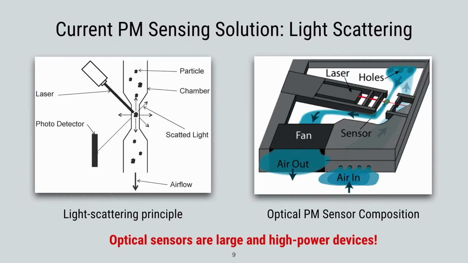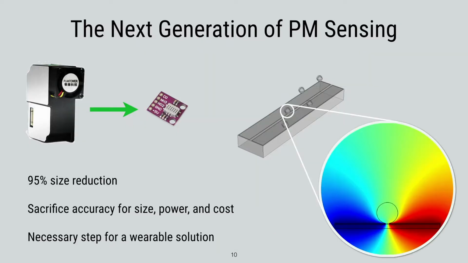And it's really good and it's an accurate technique, but unfortunately it takes a lot of space and power to operate correctly. So integrating this type of sensor into a wearable device just isn't a feasible option. So instead, we're designing our own PM sensor. It's completely passive, and it'll be about 95% smaller than the current optical sensors. And it can be integrated directly onto the PCB, which is a big plus.